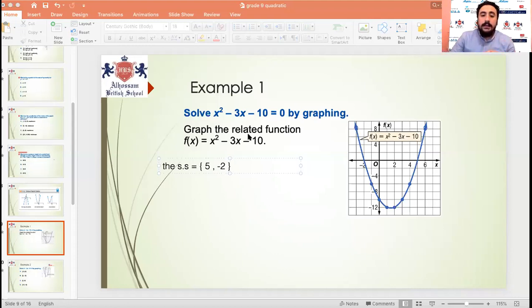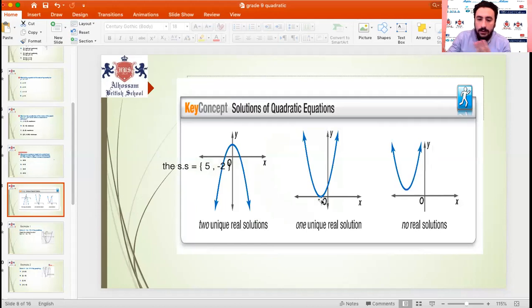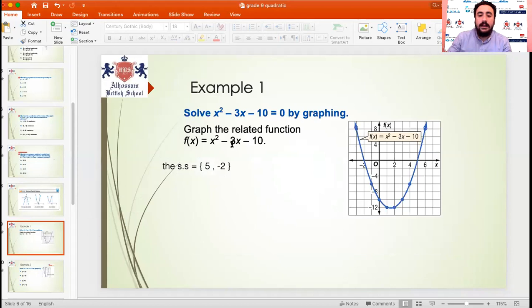Okay? So let me solve this using factorization to prove that this is the right answer. The types of solution: we have 2 solutions if the curve touches the x-axis at 2 points, maybe 1 solution if the curve touches the x-axis at only one point, and it has no real solution if the curve is like this, it doesn't touch the x-axis. So it depends on the intersection points with the x-axis.